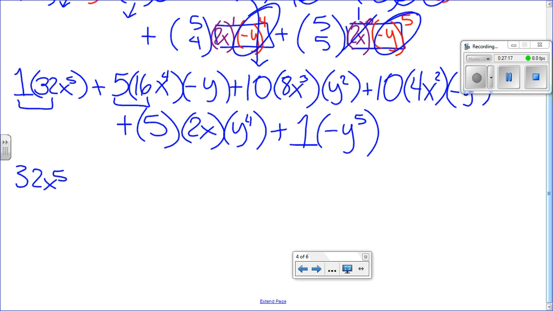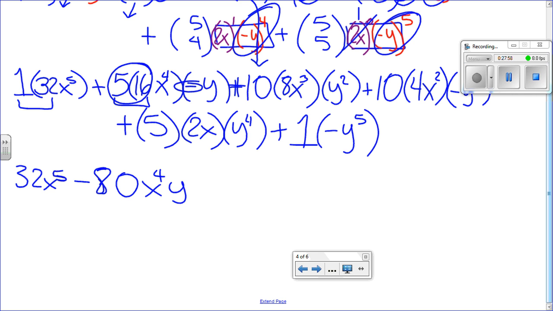Now here for 5 times 16, that's going to be, is it 80? Yes. 80x to the fourth, and then y, but oh, I forgot that negative. So that negative needs to be there. Don't you have to multiply the y by 5? Well, the 5 times 16 will be enough, because if I do 5 times y again, it's like I'm multiplying by 25.